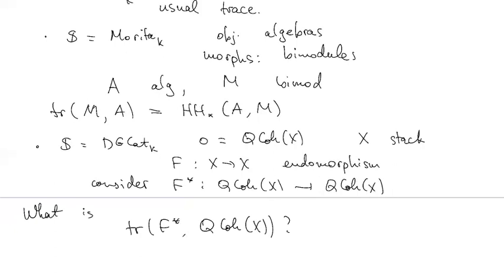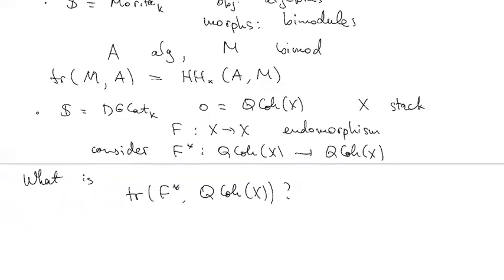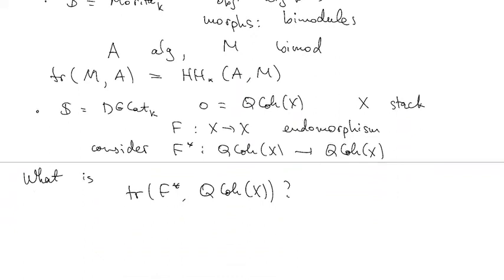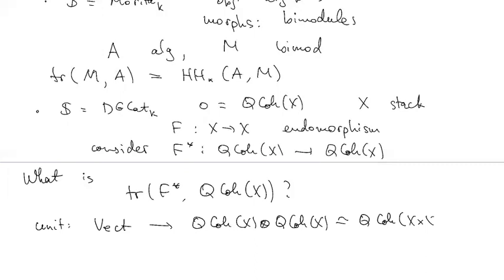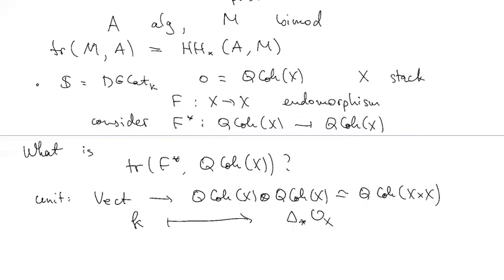First of all, we need to know that quasi-coherent sheaves is dualizable. To exhibit it as dualizable, I need to produce a unit and an evaluation map. The identity object here is Vect. The unit is supposed to go from Vect to QCoh(X) tensor QCoh(X). A basic feature here is that this is the same as sheaves on the product. And so this sends the vector space to just the diagonal, as before. And similarly, the evaluation is supposed to be a functor from QCoh(X) tensor QCoh(X) to Vect.